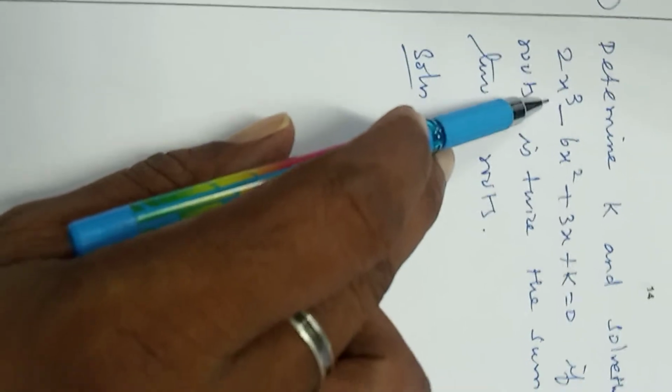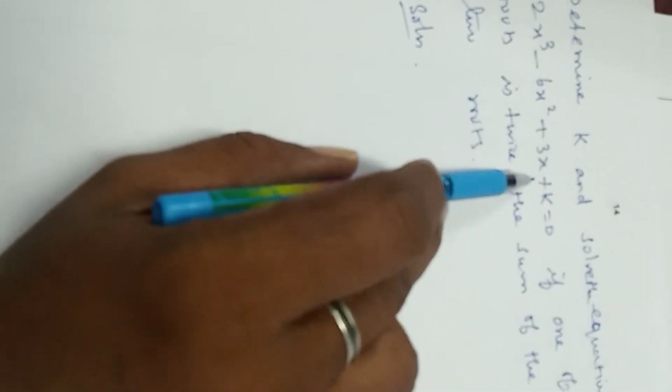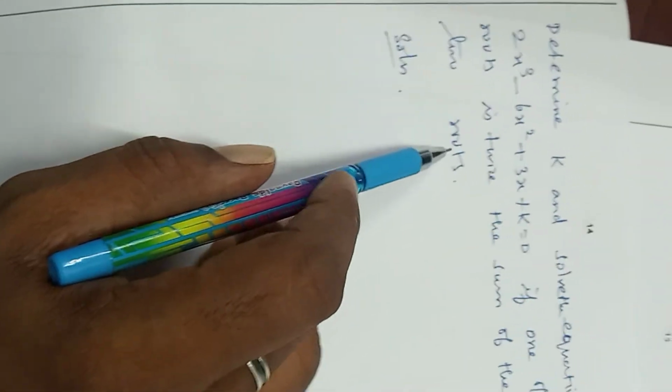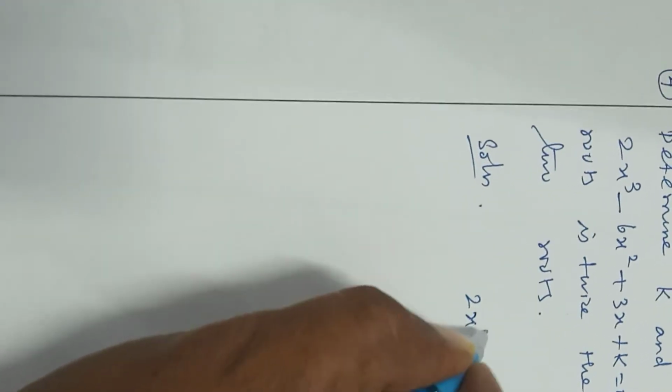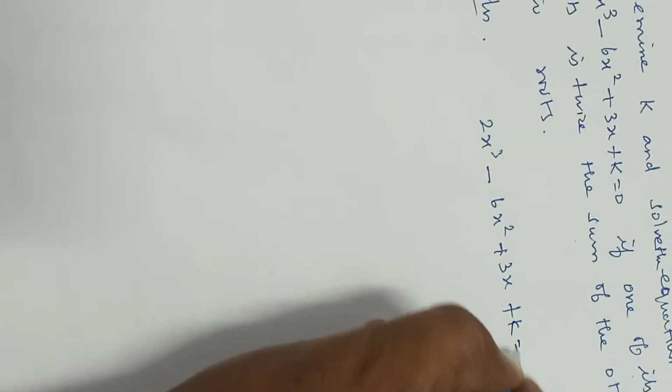Next, the fourth sum. Determine k and solve the equation 2x cube minus 6x square plus 3x plus k equal to 0, if one of its roots is twice the sum of the other two roots. Then find the k value and solve the equation.